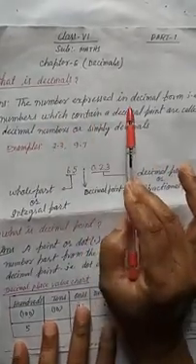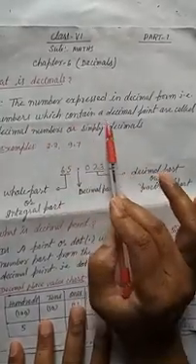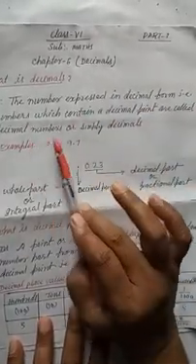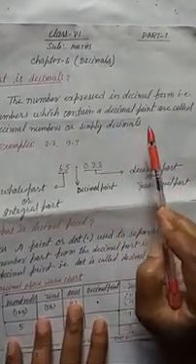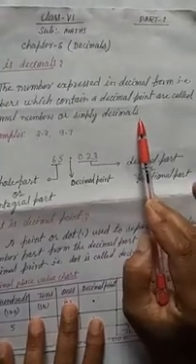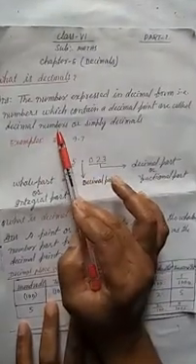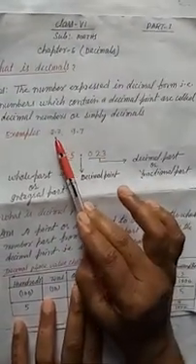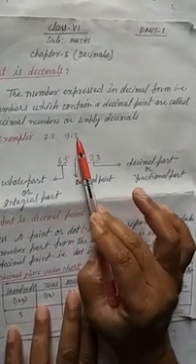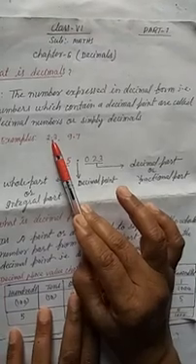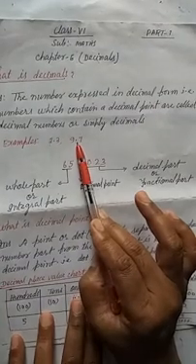The numbers expressed in decimal form, that is, numbers which contain a decimal point, are called decimal numbers, or we can simply say decimals. Let us see by example: 2.3 and 9.7. This dot is called the decimal point, or point. Here is also a decimal point.